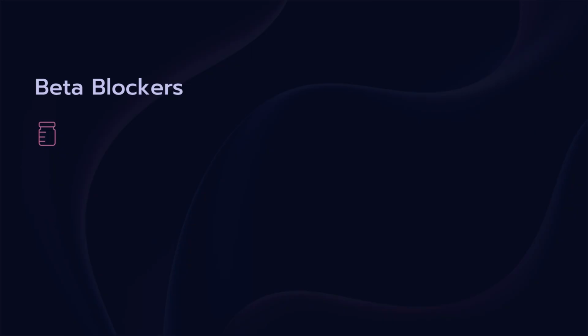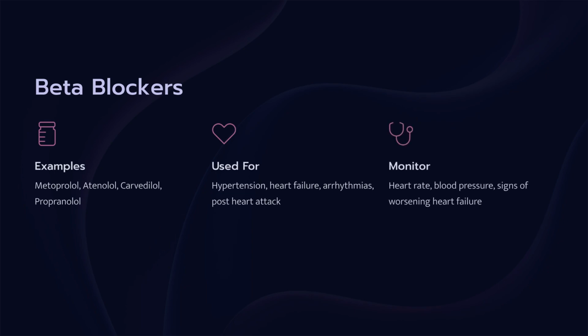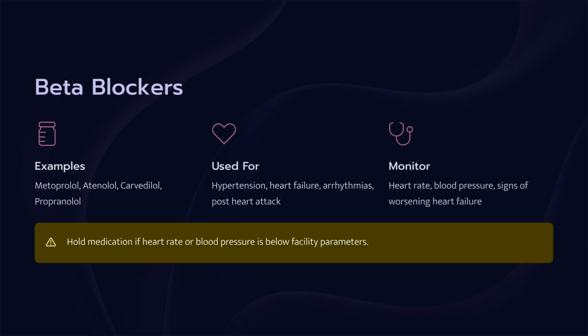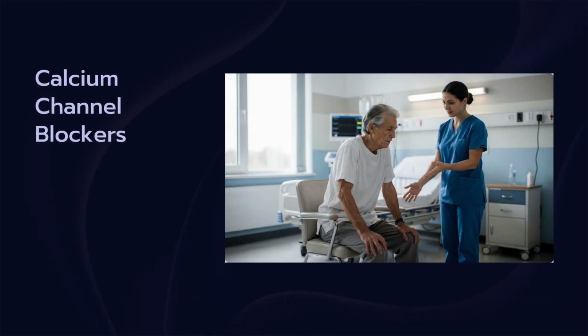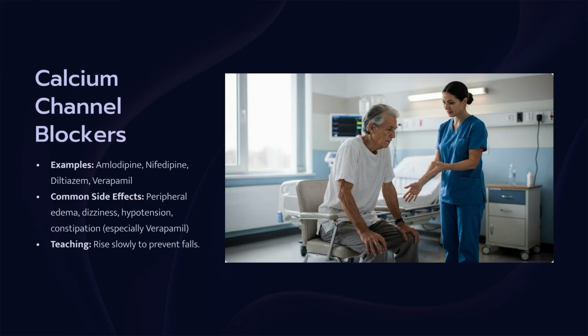Beta blockers end in lol and are used for hypertension, heart failure, and arrhythmias. Always monitor heart rate and blood pressure, and be sure to hold the medication if they are below your facility's parameters. Calcium channel blockers, such as amlodipine, are used for blood pressure management. Common side effects include peripheral edema, dizziness, and constipation. Teach patients to rise slowly to prevent falls.